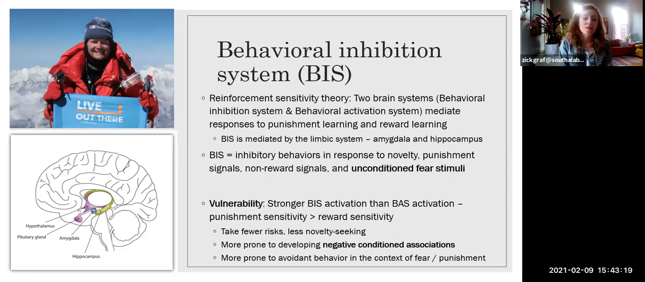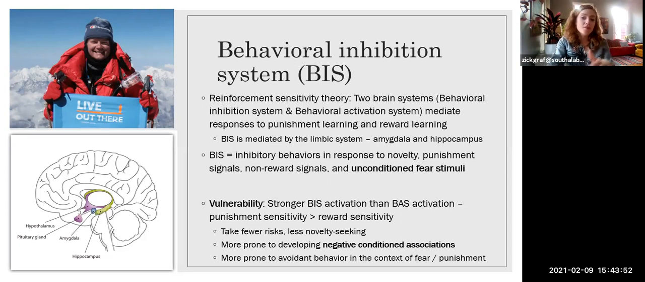When an individual has relatively greater or dominant behavioral inhibition activation compared to their behavioral activation, that means that they're more sensitive to punishment, less likely to seek out rewards, less likely to seek out novelty, less likely to take risks that might be rewarded, and importantly, more prone to developing negative conditioned associations. Their nervous system is better at learning to be afraid of things and better at learning to avoid behaviors, to not do things because they might be punished.